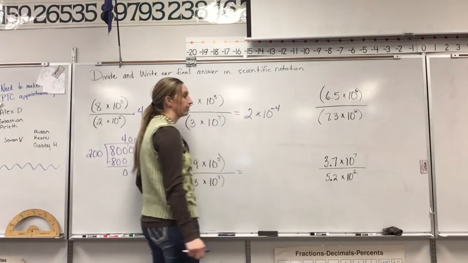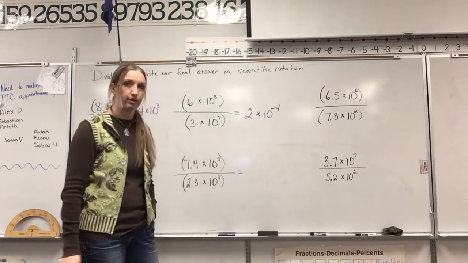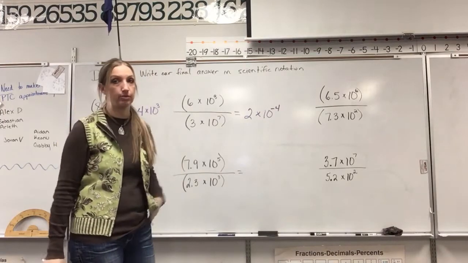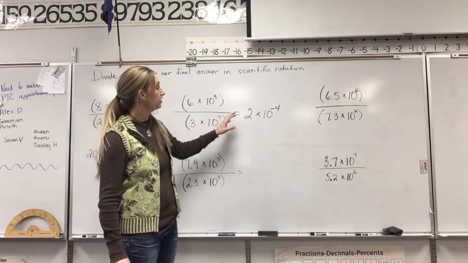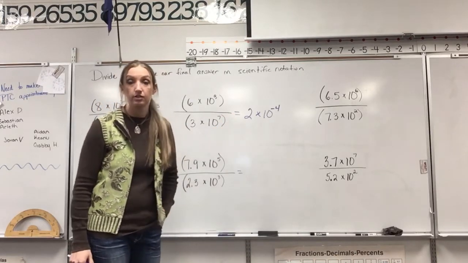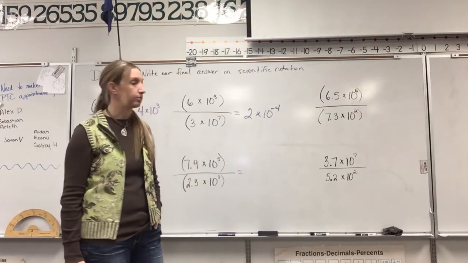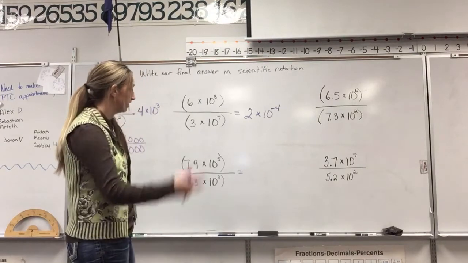That negative 4, remember, indicates that we have a very small number. If I were to write this back into standard form, that would mean that the decimal point would be moving to the left 4 places. So this is a number that's less than 1. It's between 0 and 1. It's a very tiny number. Okay, well that seems simple enough.